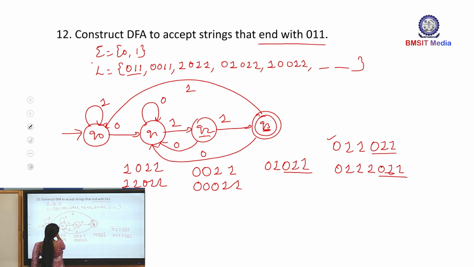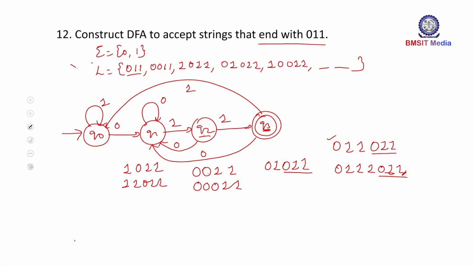Q0 on seeing a 0 goes to Q1, Q1 on seeing a 1 goes to Q2, Q2 on seeing a 1 goes to Q3. On seeing another 1, it's back to Q0, and then we have 0, 1, 1. So all the strings that end with 0, 1, 1 are satisfied here. So this is a most frequently asked problem.